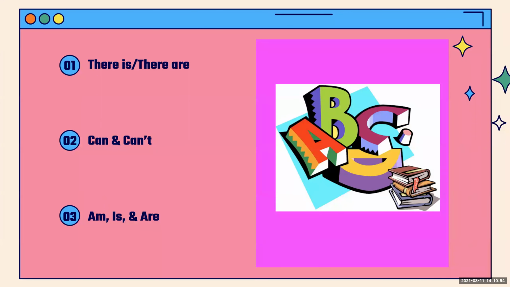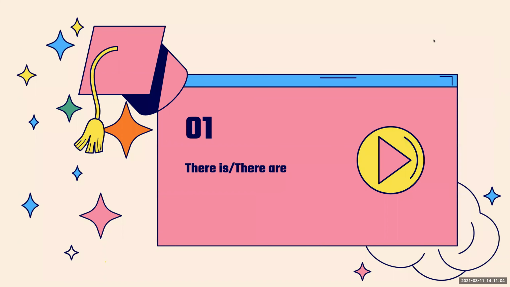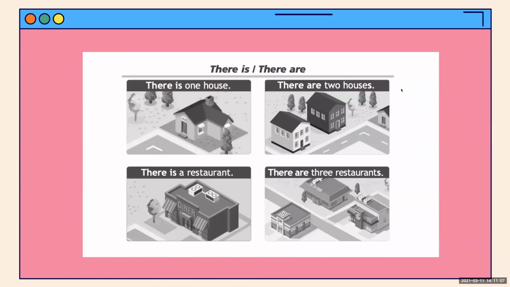First, we're going to cover there is, there are. Second, we're going to cover can and can't. And then third, we're going to cover am, is, and are. So first, let's get started with part 1, there is and there are. Remember, let's make sure that we understand what there is and there are.